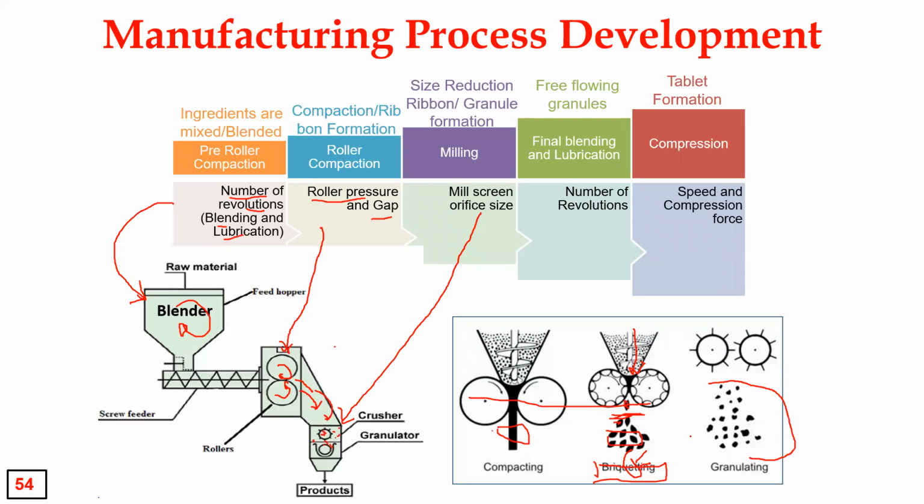Now what will happen is this will come to the next step called screening. That means using the holes present on the screen, it will be divided into larger granules and smaller granules. Before that, that is called milling. Mill screen orifice: based upon the size of the orifice, what granule size are you getting? And what is the relation of that granule size with the compaction? Something like that. Then the final blending and lubrication.